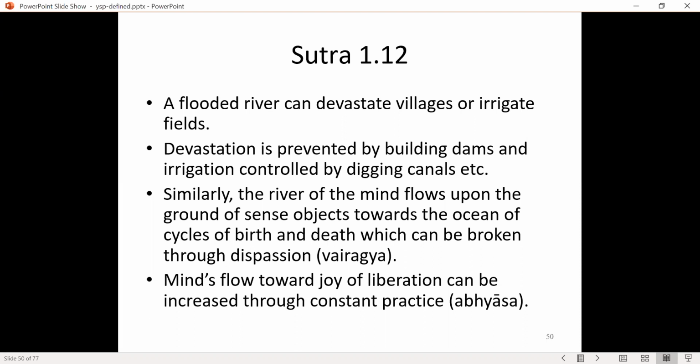Okay. So that's Vairagya, the detachment from these predominantly. I mean, we're going to come to more detailed definition of Vairagya, but this is just a preliminary statement we're making, that detach yourself from any attraction to the five sense objects. Okay. And then what is Abhyasa? Well, again, mind's flow toward the joy of liberation can be increased through constant practice. And we'll talk about that now. All right.